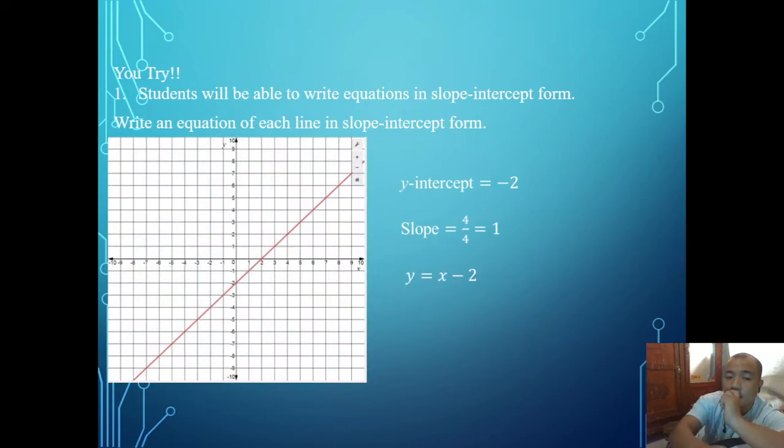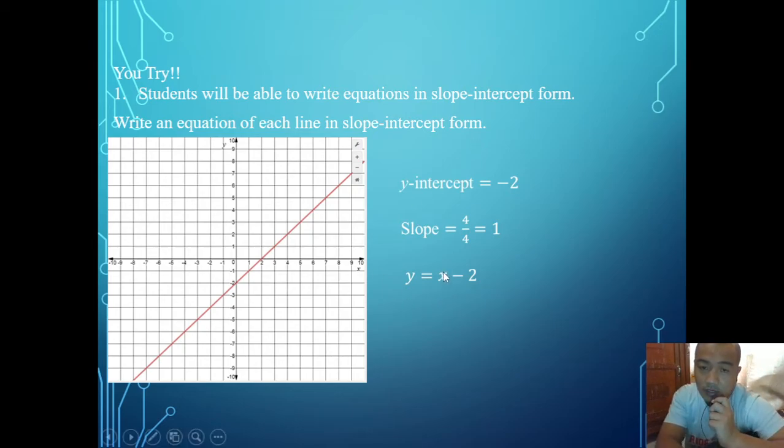How about this line? It's a positive slope and the y-intercept is negative 2 while the slope is 1. 2 over 2 is 1. Slope is 1. Y-intercept is negative 2. So substitute in the equation y equals mx plus b. We are in slope-intercept form. So y equals x minus 2. 1 times x is x, no need to write 1 here.